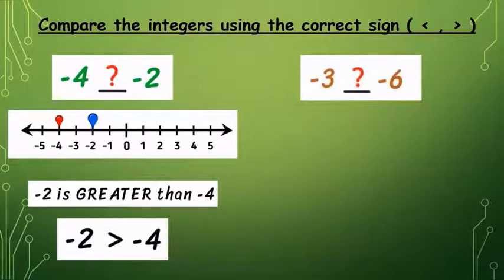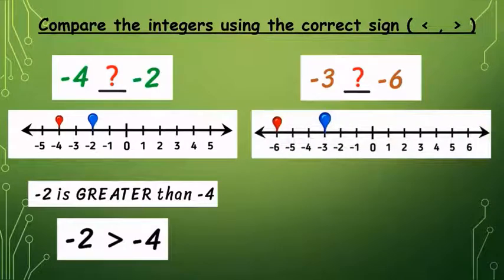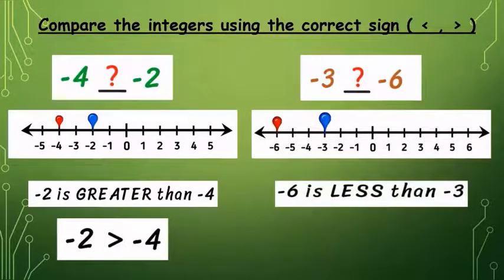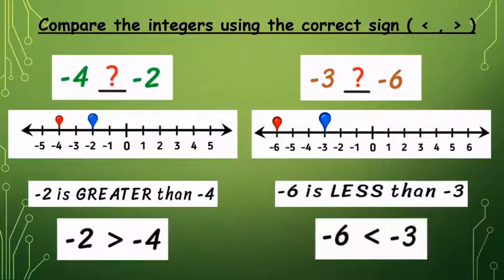And our last question is -3 or -6. Which one is bigger and which one is smaller? So we'll again take it into the number line. And in the number line, -3 is on the right, whereas -6 is on the left. So that means -6 is less than -3. And the less than symbol is just the opposite direction of the greater than symbol.